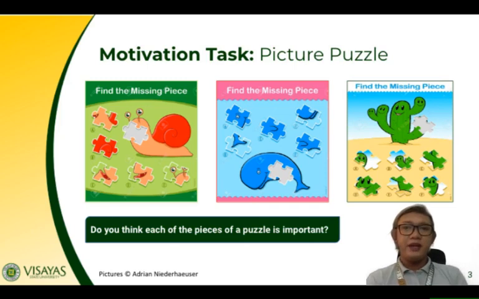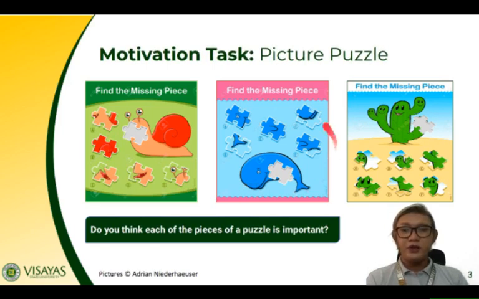So before we begin our discussion, let me give you these three picture puzzles. Please find the missing piece in each of the following picture puzzles. So for this part here, this is a snail. Which of the five choices is the missing piece?